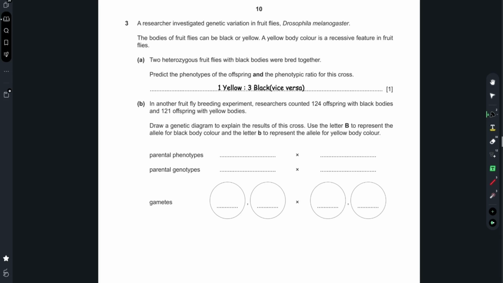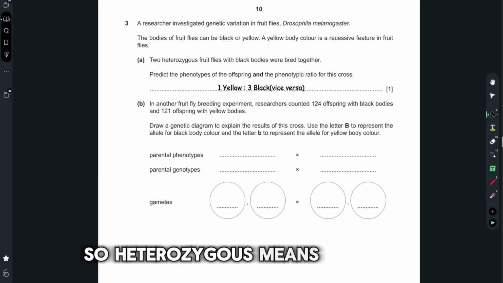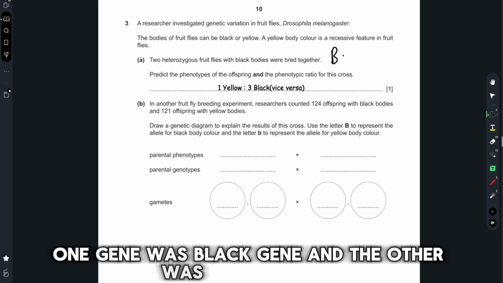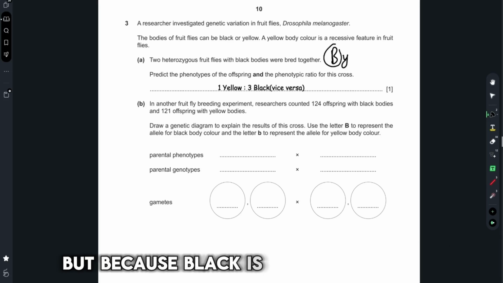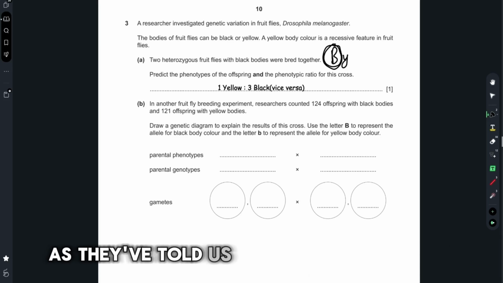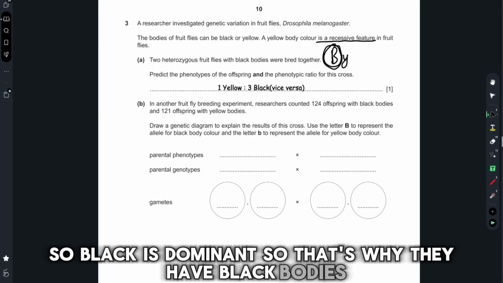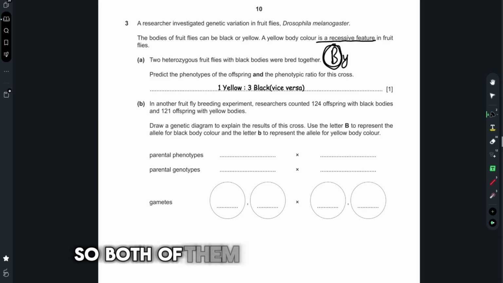So heterozygous means different alleles. So one gene was the black gene and the other was yellow. But because black is the dominant one, as they've told us that the yellow body color is a recessive feature, that's why they have black bodies. So both of them have black and yellow.